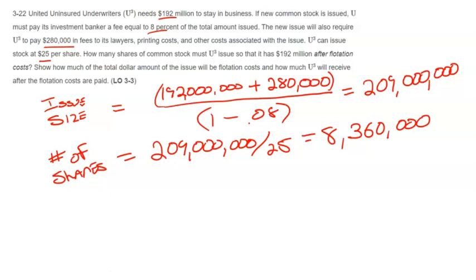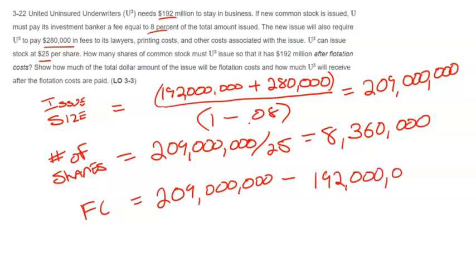And then your flotation costs, I'll abbreviate FC. So that's the 209, not 290, minus the 192 million, because the 280 is also issuance or flotation costs. I call it issuance costs. The book uses both. So $17 million of flotation costs.